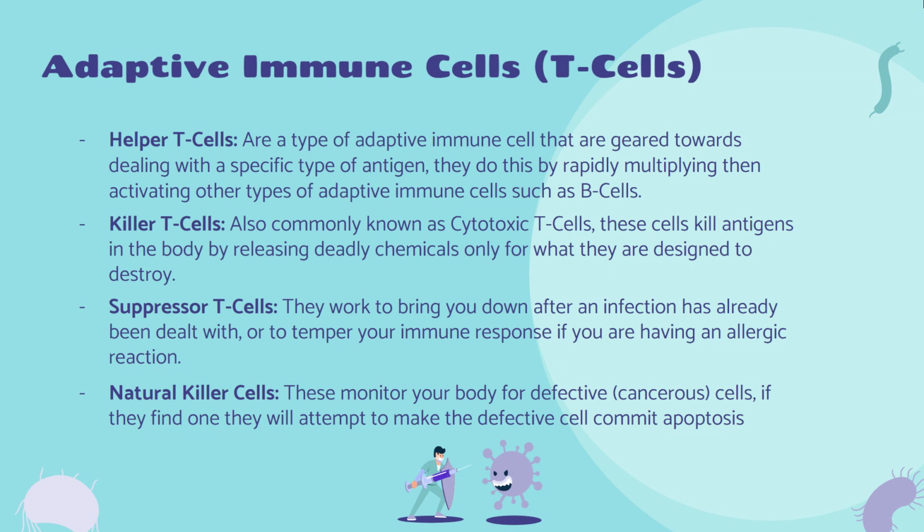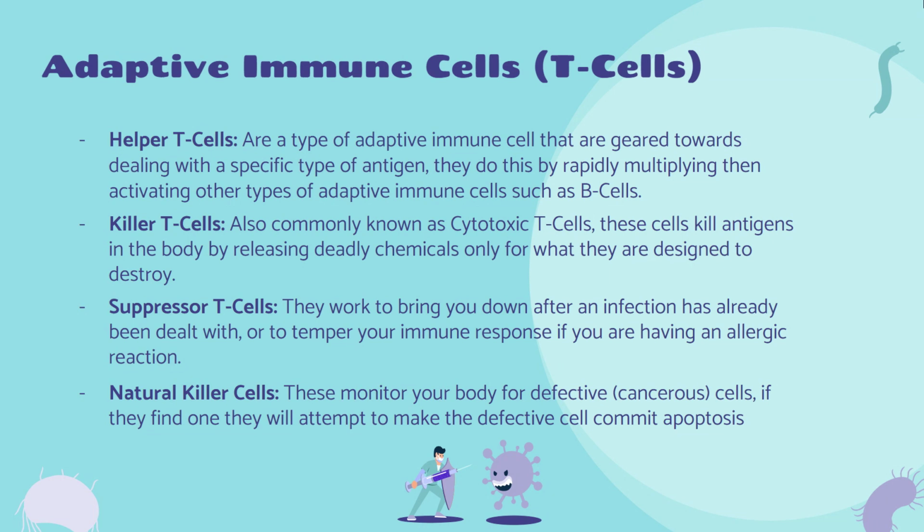Natural killer cells are kind of in this gray area between the adaptive and innate immune system. I just put them here for the sake of the flow of the slideshow. They're in sort of a gray area. If you want to count them as innate immune cells, that's okay. No one's going to blame you.